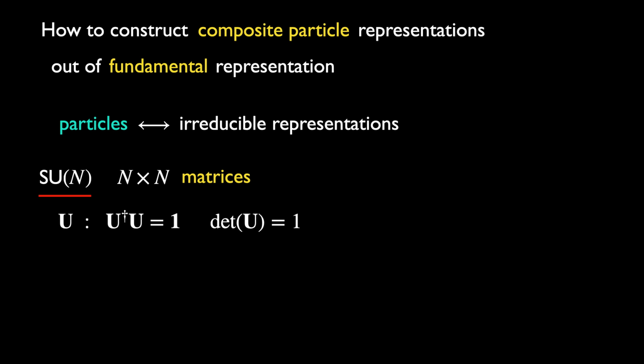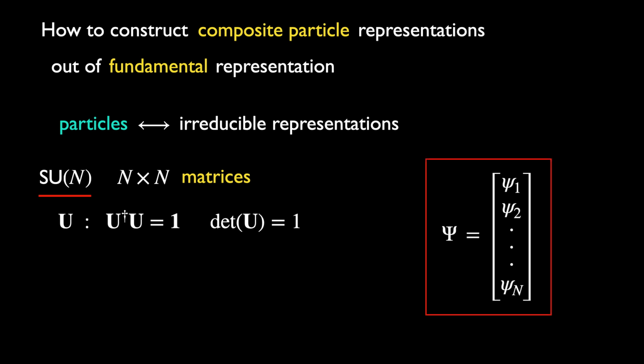Thus, once we have the elementary particles, the symmetry of the group will tell us what are the possible composite particles and the multiplets to which they belong. These matrices act on columns of n components, each representing an elementary particle. This is how the particles transform under SU(N).